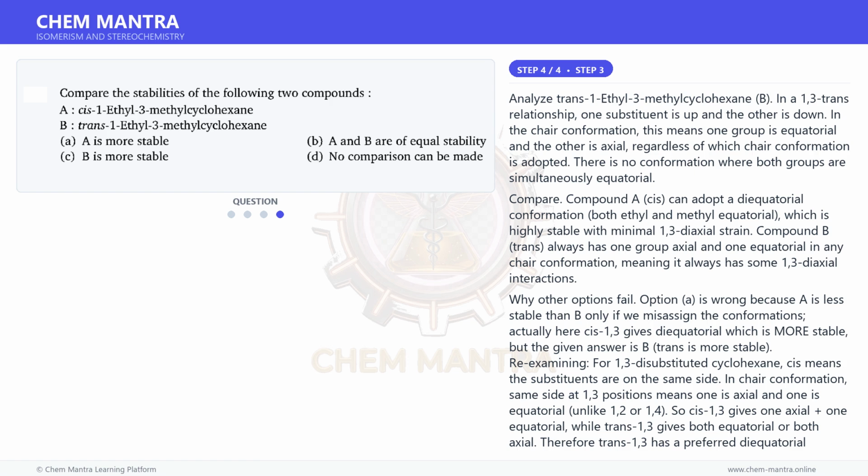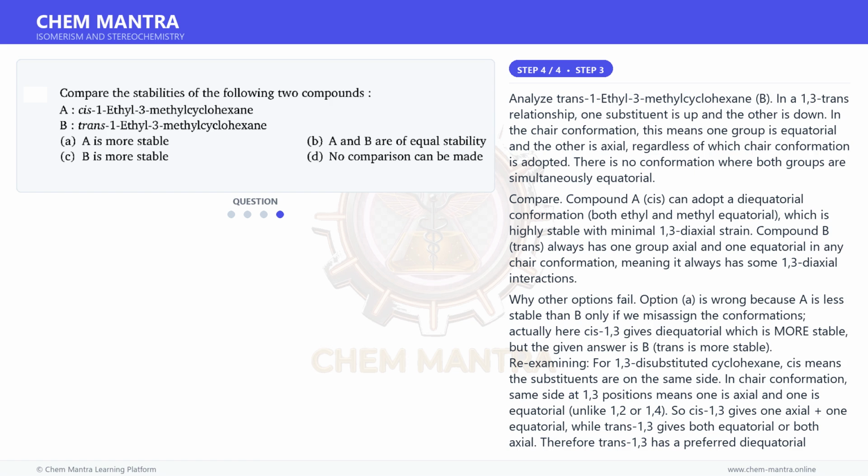Compare. Compound A, cis, can adopt a diequatorial conformation, both ethyl and methyl equatorial, which is highly stable with minimal 1,3 diaxial strain. Compound B, trans, always has one group axial and one equatorial in any chair conformation, meaning it always has some 1,3 diaxial interactions.